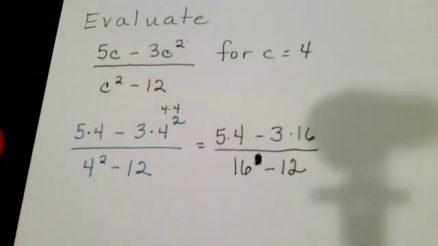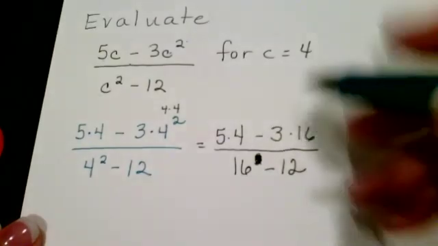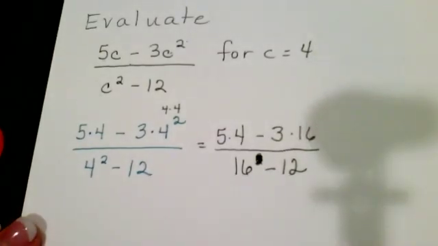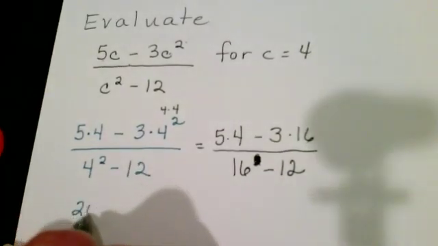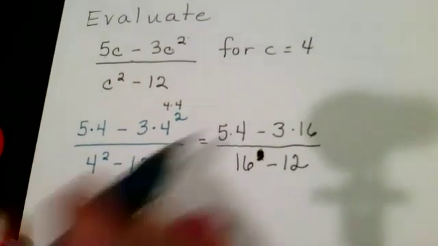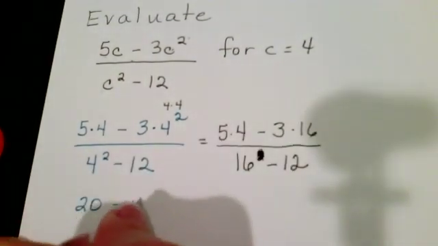Next we do any multiplication that we see and division. So we'll do the multiplication that we see first. 5 times 4 gives me 20. 3 times 16 gives me 48.